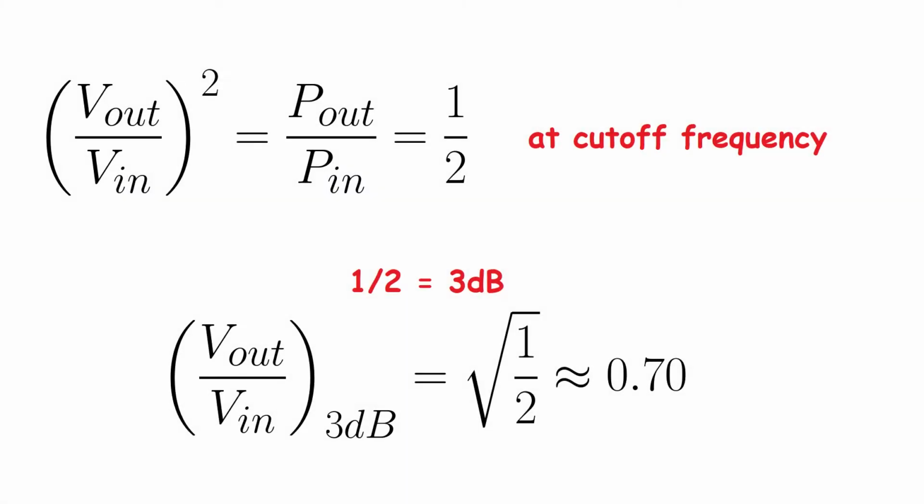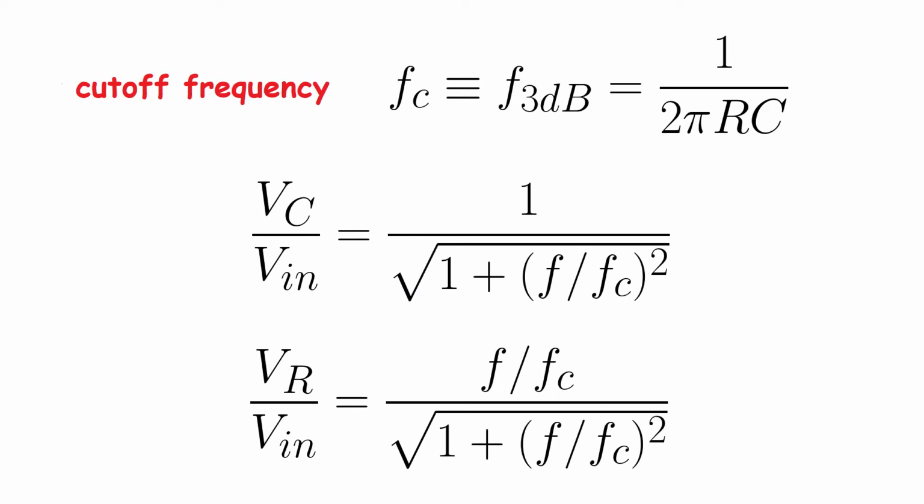If we square the ratio of the input to the output voltage, this gives us the power ratio of the two signals. The point at which the power ratio of the input to the output signal for a high-pass or low-pass filter has dropped to 1/2 is called the cutoff frequency. This means the voltage ratio has dropped by a factor of about 1 over the square root of 2, or roughly 70%. The cutoff frequency and the voltage ratios, or gains, for the capacitor and resistor are given by these equations.